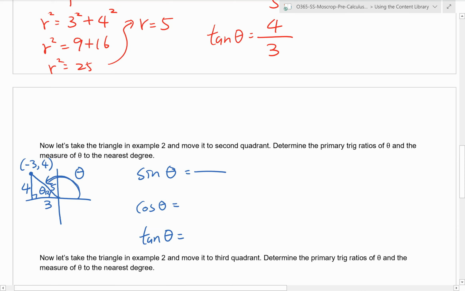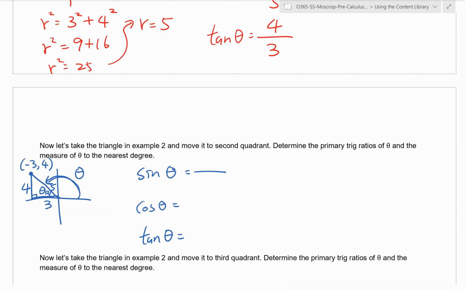So what am I gonna do? This is when the reference angle comes in handy, right? Here is the angle theta. There's no triangle here, but we do have a triangle right here, and we don't have angle theta inside the triangle. We have the reference angle theta. So what we're going to do is use the reference angle to help us figure out the ratios here.